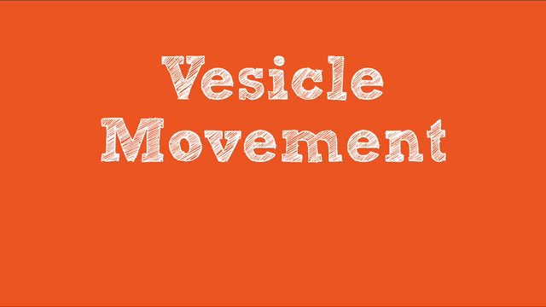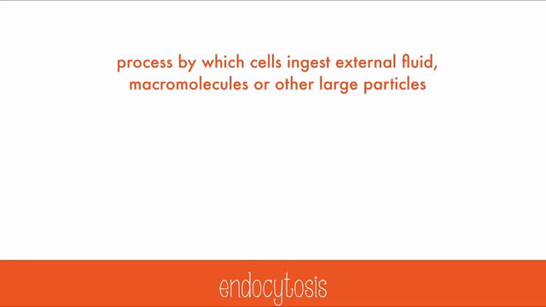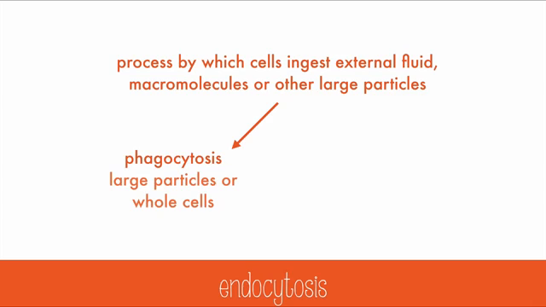Another way that cells do active transport is through vesicle movement, either endocytosis or exocytosis. Endocytosis brings items into the cell, and exocytosis pushes them out of the cell. Endocytosis is the process by which cells ingest external fluid, macromolecules, or other large particles, even other cells. We can be more specific about what materials undergo endocytosis. Phagocytosis is where large particles or whole cells are ingested, and pinocytosis is when solutes or fluids are ingested. You can think of phagocytosis as cell eating and pinocytosis as cell drinking.